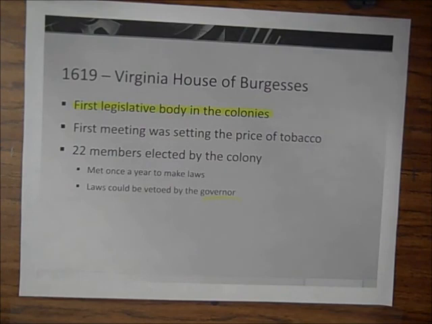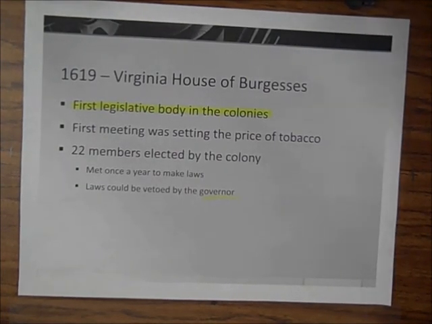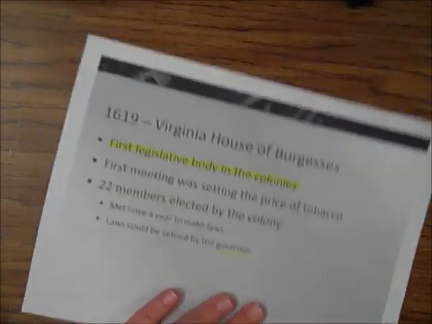Now, the House of Burgesses and the first legislative body was made up of 22 members that were elected by the colony. And they only met once a year to make laws. Now, these laws that they made could be vetoed by the governor or rejected by the governor. So the Virginia House of Burgesses was really just a simple way to make laws by the people. The people elected these people, and they were the ones that made the laws.